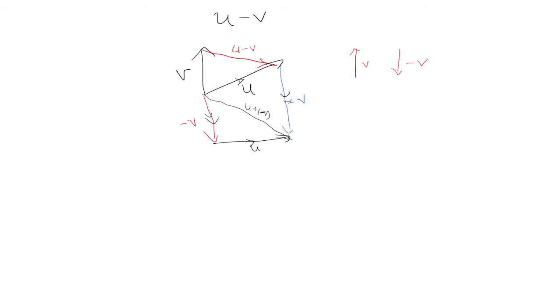And also, if you look at u and then negative v, the blue one, you have initial to terminal, initial to terminal. That's where you start here and end here. So you would connect the starting point with the ending point. And notice whether you draw the red line, the negative v, or the blue line, the negative v, you still end up with the same sum, which is the diagonal of this parallelogram.